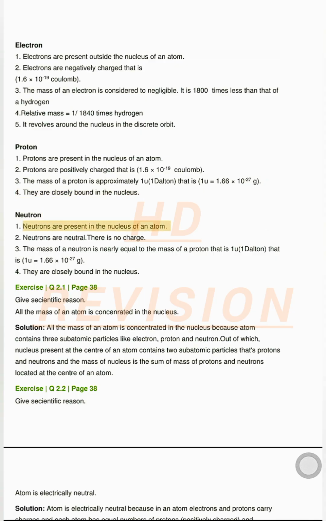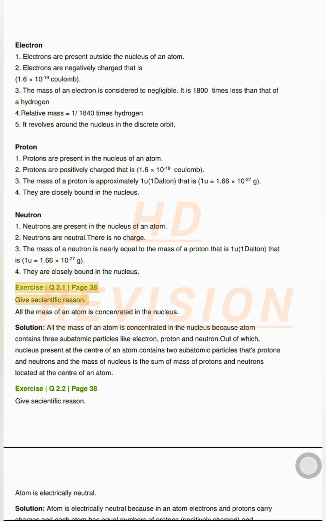Neutron: 1. Neutrons are present in the nucleus of an atom. 2. Neutrons are neutral. There is no charge. 3. The mass of a neutron is nearly equal to the mass of a proton, that is 1 u, 1 Dalton, that is 1 u equals 1.66 times 10 to the power minus 27 g. 4. They are closely bound in the nucleus.